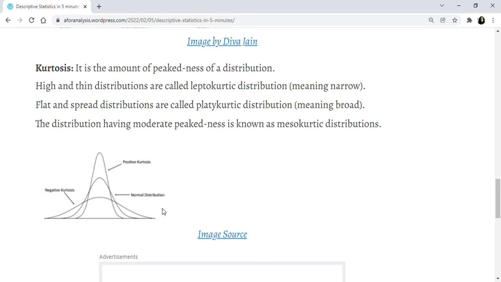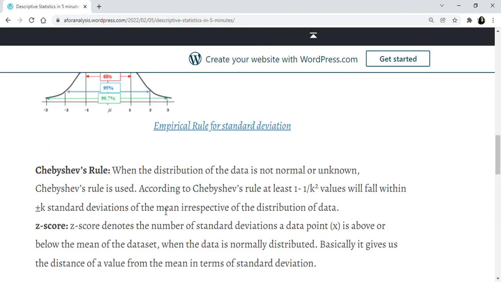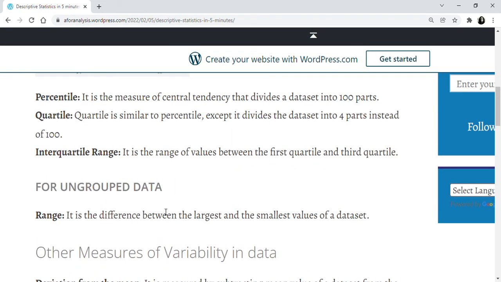So that's all about today's chapter. It was just a quick review. We'll be back very soon.